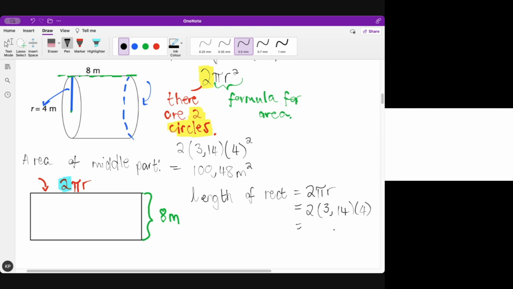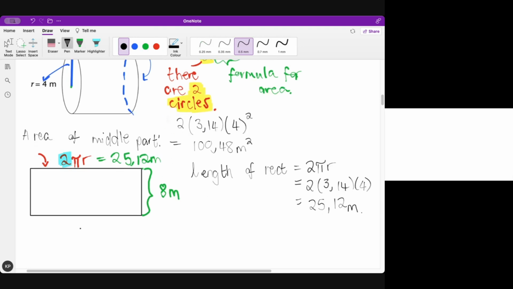What do we have to say with this one? 25,12. And this is just in meters because this is not your area. Okay, you need to be very careful. This is not your area. This is the side. So this side is 25,12 meters.